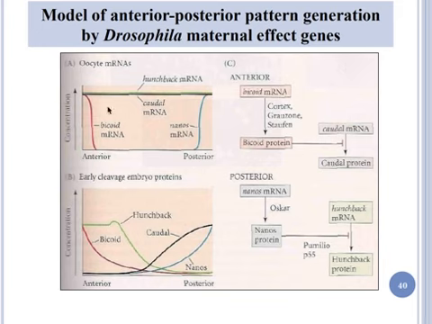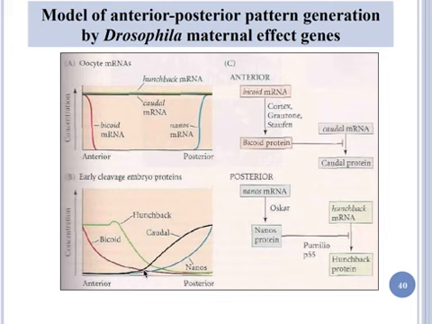For example, here in the oocyte, bicoid messenger RNA will be translated into bicoid protein in the embryo. And this bicoid protein inhibits caudal, in black, it inhibits caudal messenger RNA from being translated into caudal protein right here anteriorly. So we don't have caudal expression anteriorly because it's inhibited by bicoid.